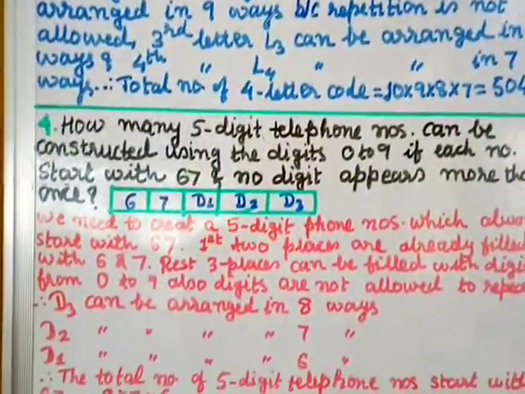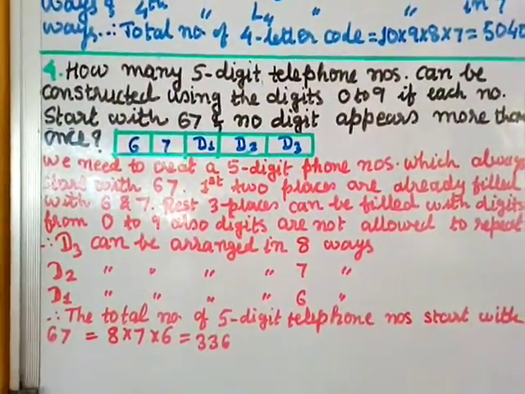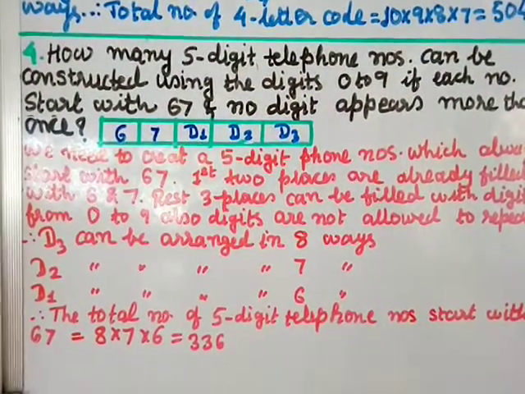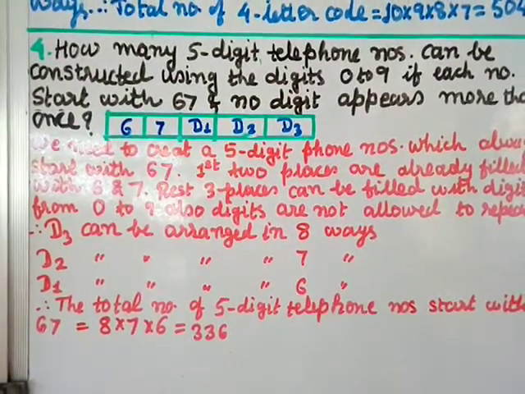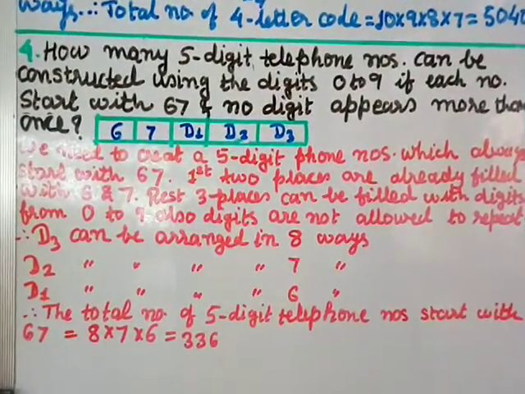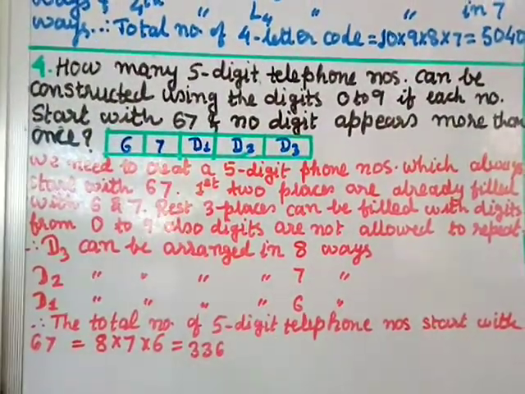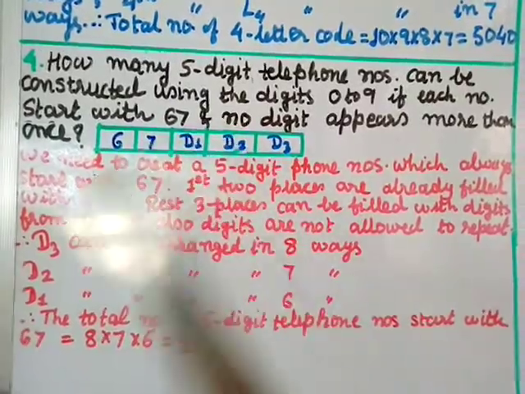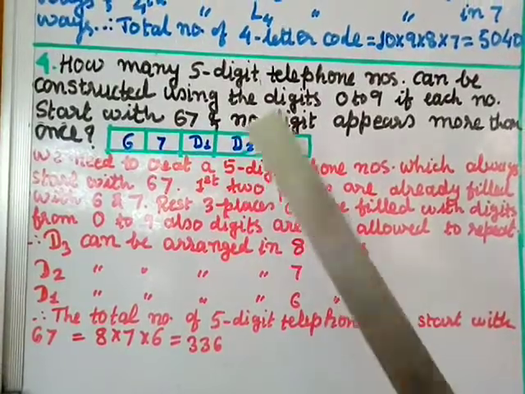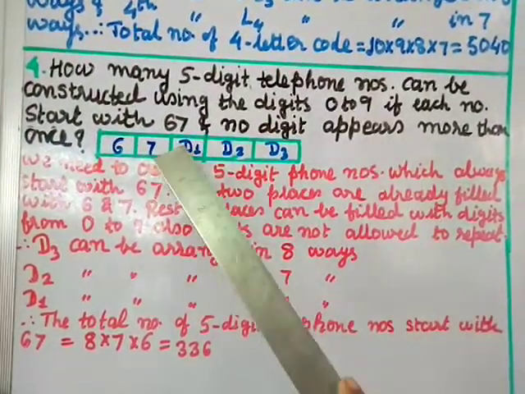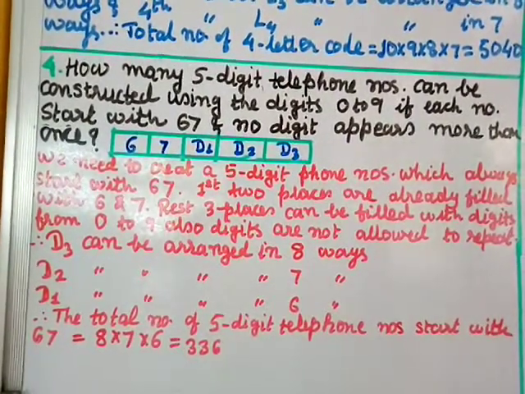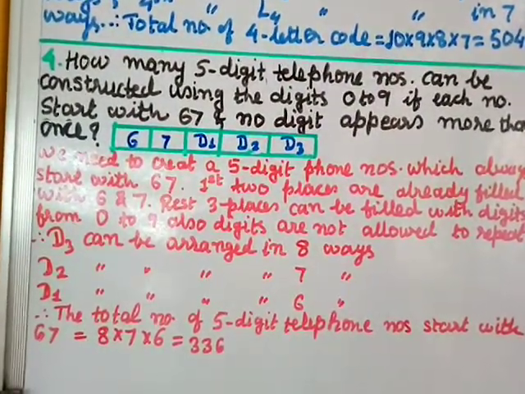Question number 4. How many 5-digit telephone numbers can be constructed using the digits 0 to 9 if each number starts with 67 and no digit appears more than once? Now here the first two places are fixed. 5-digit numbers, so 1, 2, 3, 4, 5. Now 6 and 7 is fixed, okay, and for D1, D2, D3 we have the digits 0 to 9 to fill up, but among them 6 and 7 is already used and no digit is appearing more than once, so it is not repeated, okay, here no repetition.